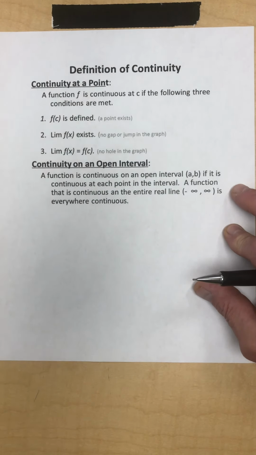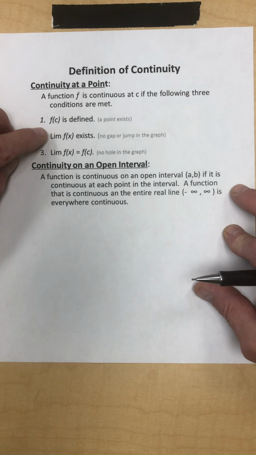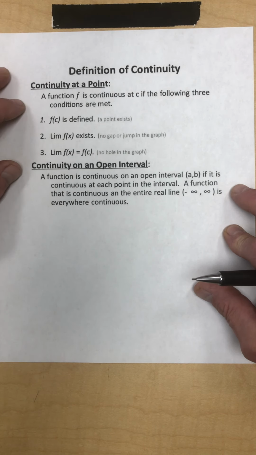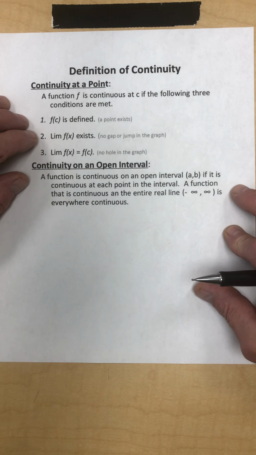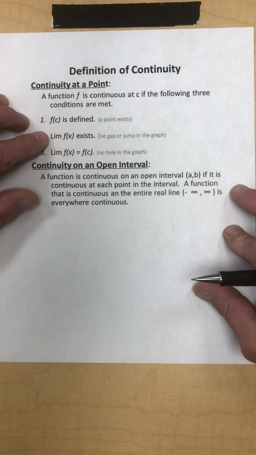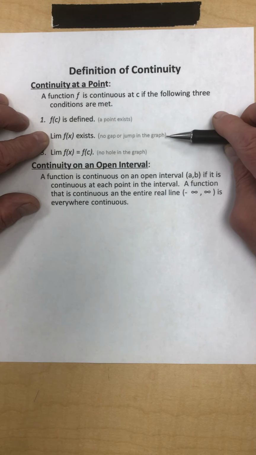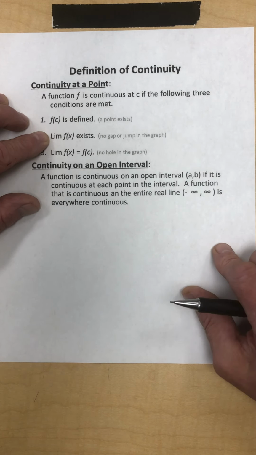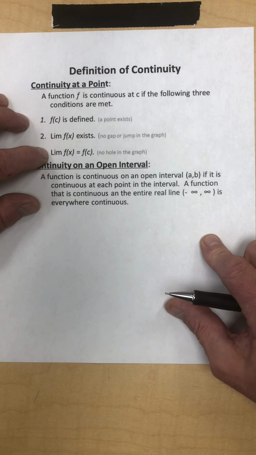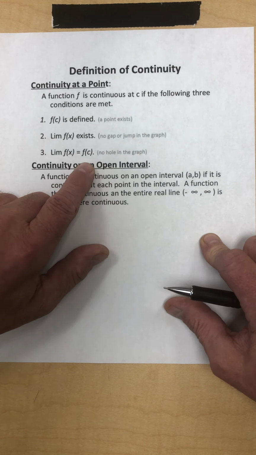So number one, we have this function f, and we want to know, is it continuous at a specific point? We'll call that specific point c. Number one, f of c has to be defined, so that point actually exists. Whatever f of c is, it has to be defined. Then the limit has to exist, so no gaps or jumps in that graph. And then the limit has to be whatever f of c is.